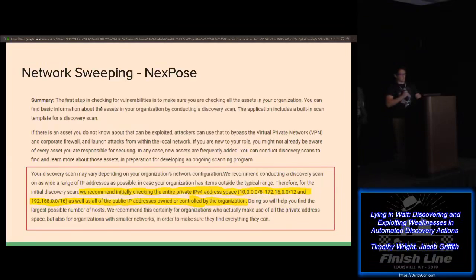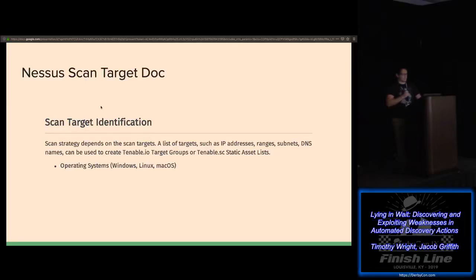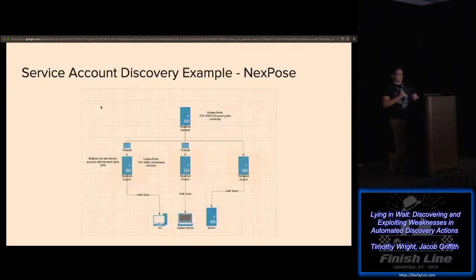Here's a screenshot from NexPose documentation where they recommend to check the entire private IPv4 space or do subnet sweeping as a method of vulnerability scanning. This is one of Nessus's documents. Although it doesn't recommend subnet sweeping, it does say that that's one method that can be used with their tool.